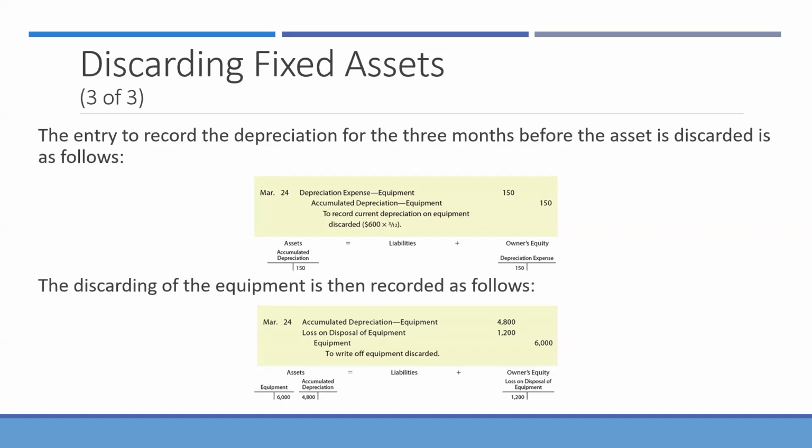And you can think of it as, okay, what was the net book value? What was the consideration that we got for it? Or you can think, we just need to balance our journal entry. Our debits must equal our credits, and we're crediting equipment for 6,000. We only have 4,800 of accumulated depreciation. We need to add this 1,200 in loss to balance our journal entry.